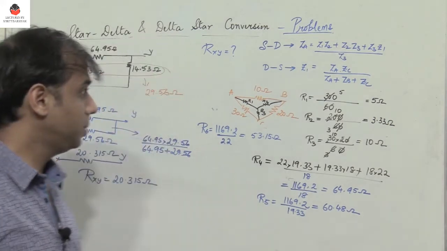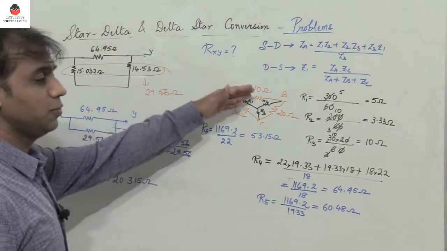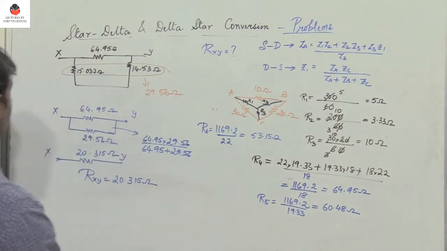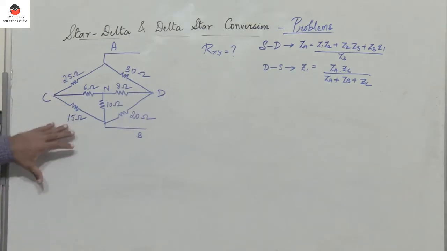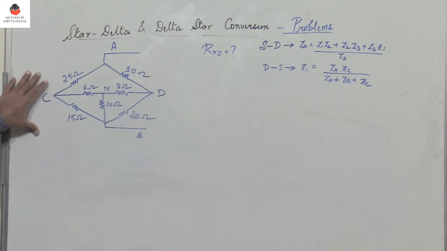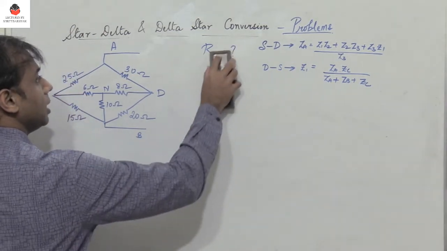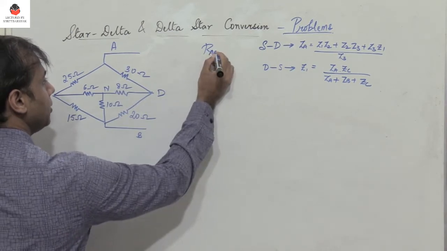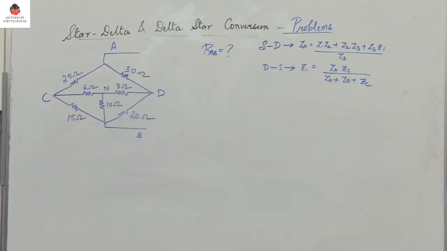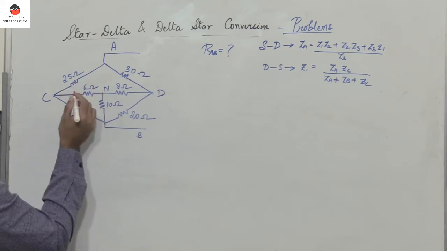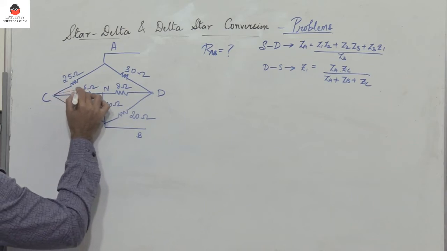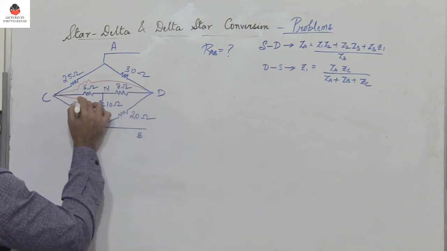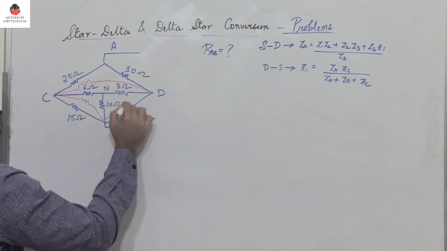So we'll take another example and we shall use the same formula to find the equivalent resistance. So here there is another resistive network, and we need to find the equivalent resistance between A and B. So find RAB is the question. So how do we do that? So we have to observe if there are any star or delta networks. Now if you observe, there is a star network, and this star network can be converted to a delta network.